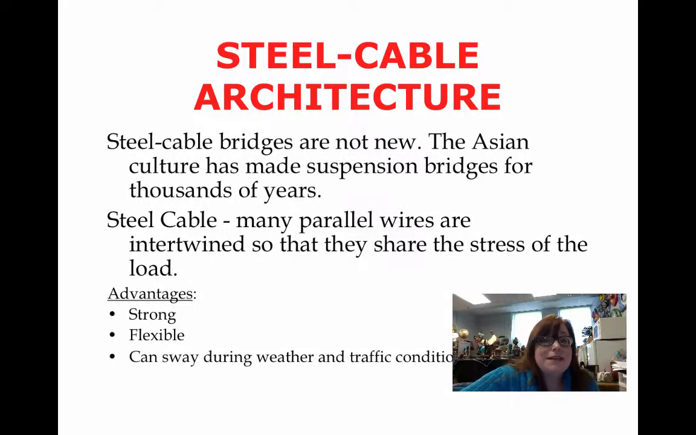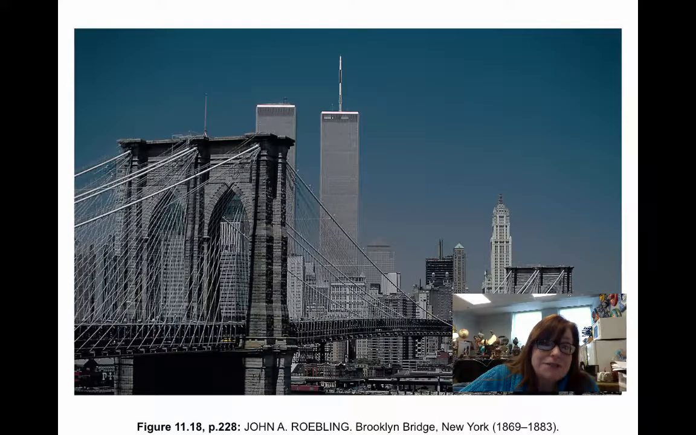So the next thing is steel cable architecture. And steel cable bridges are not new. The Asian culture has made suspension bridges for thousands of years. With steel cable, many parallel wires are intertwined so that they share the stress of the load. Advantages of it include that it is strong, it is flexible, it can sway during weather and traffic conditions.